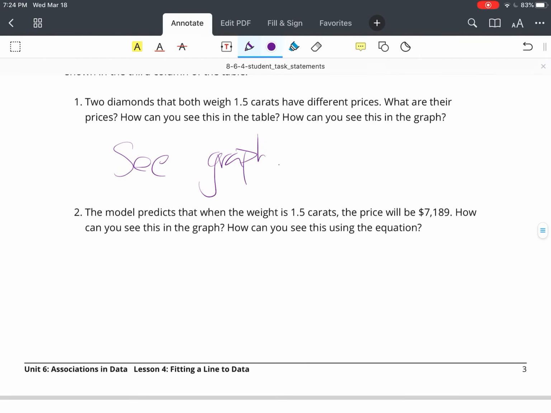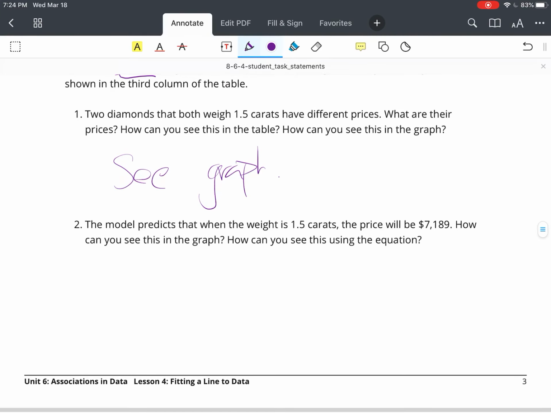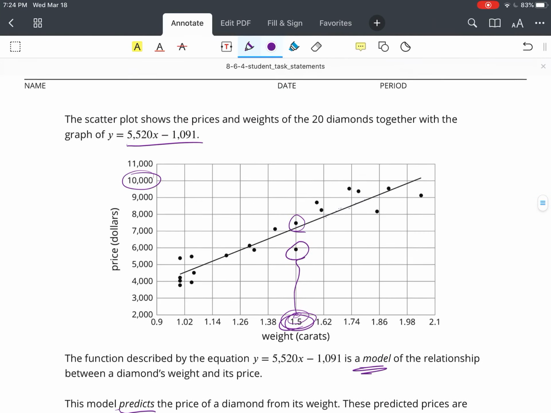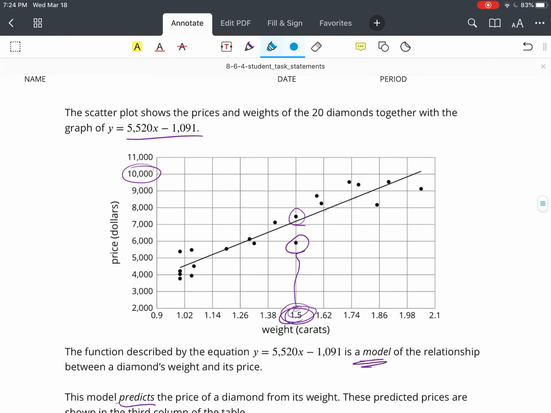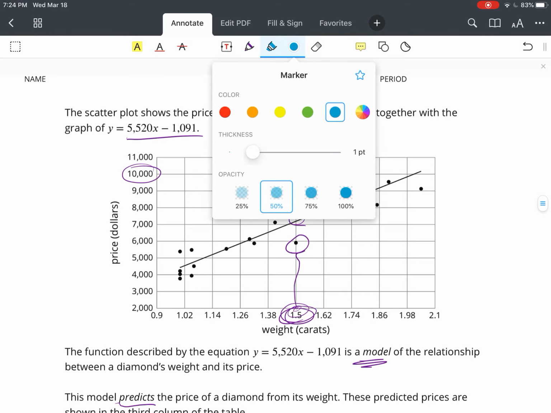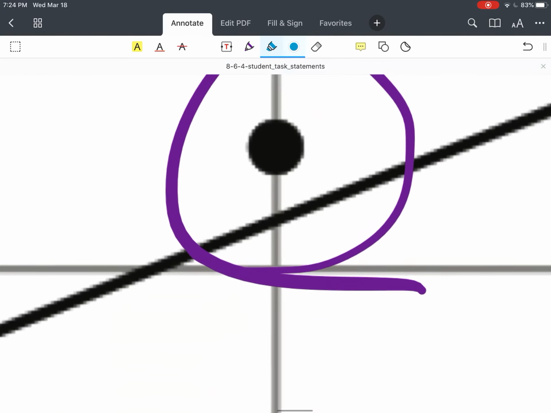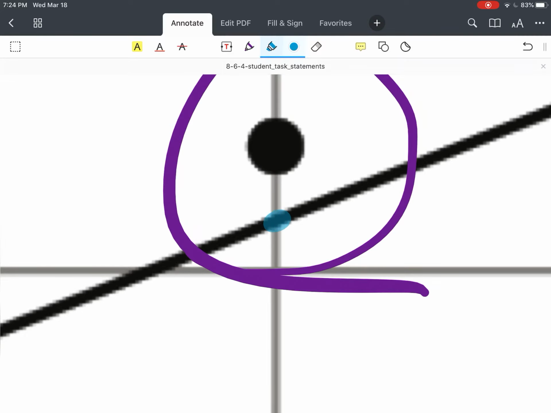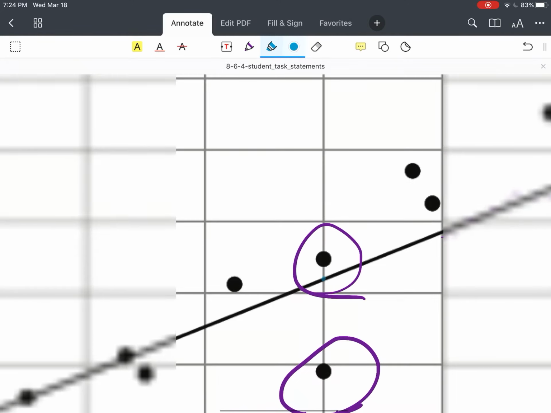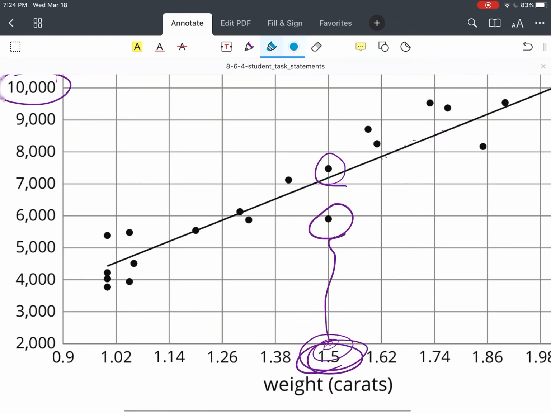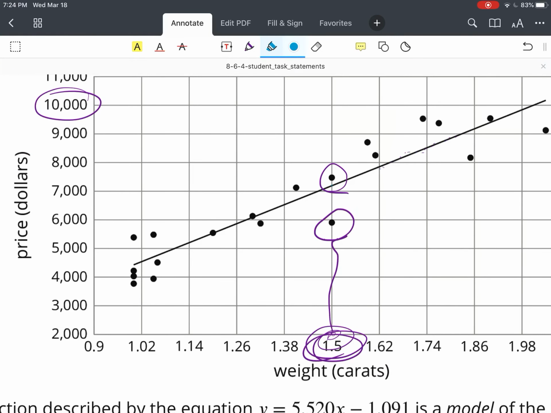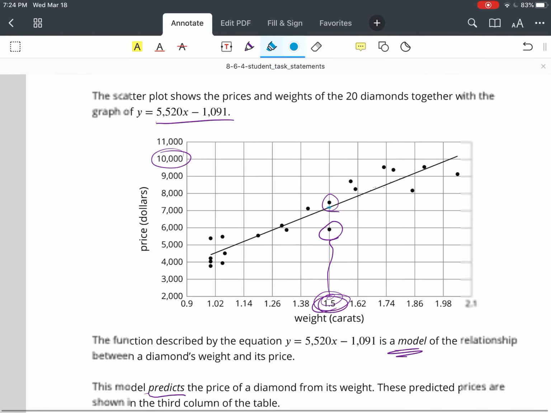The model predicts that when the weight is 1.5 carats, the price will be $7,189. How can you see this in the graph? How can you see this using the equation? Well, in the graph, here I'll use the blue marker and then I'll minimize this. It's right here. Right? Because that's where, oh, that's pretty small. That's where it's 1.5 carats and it crosses the line right there.